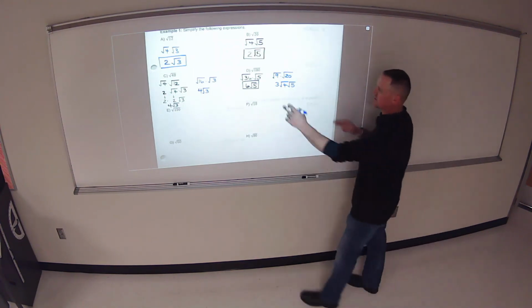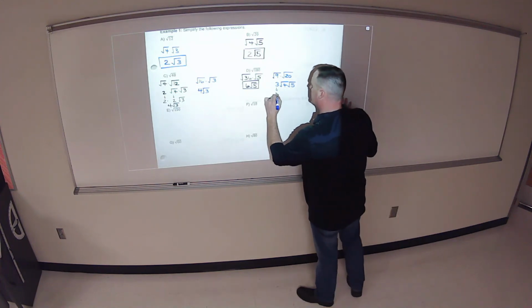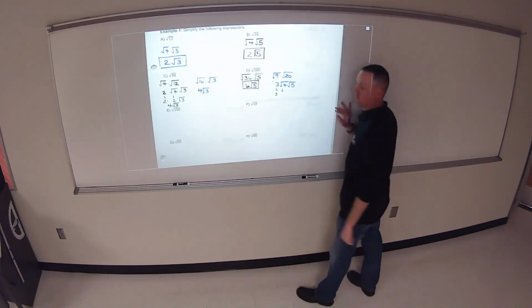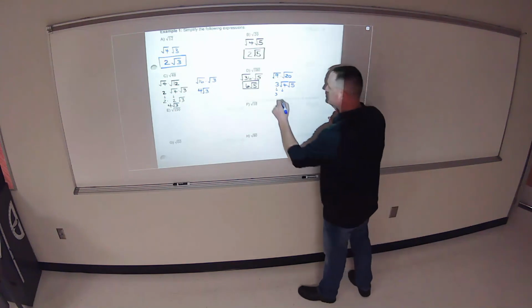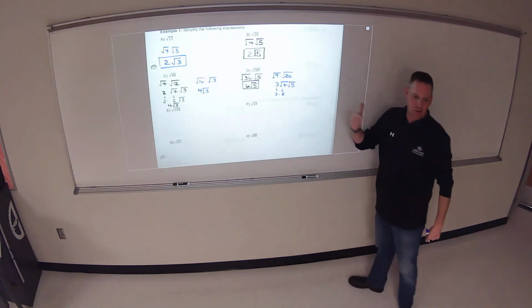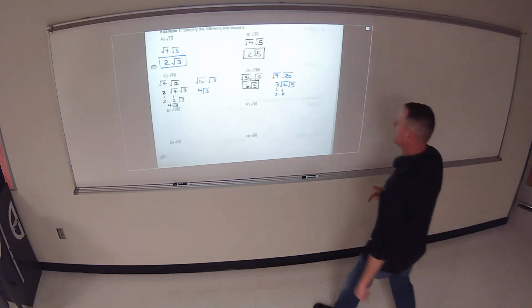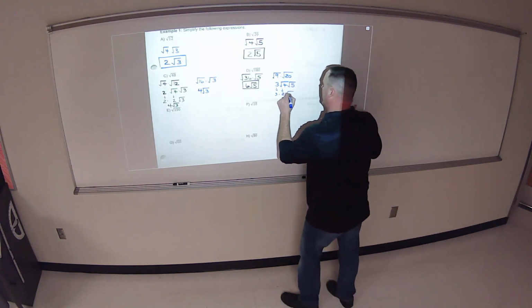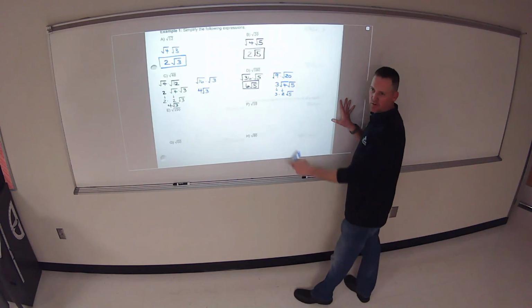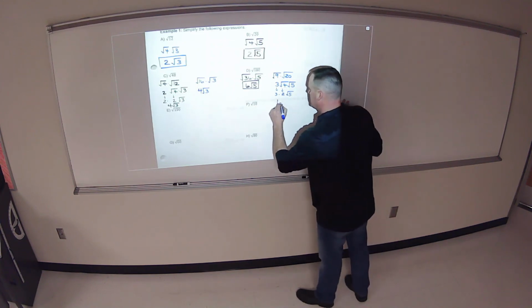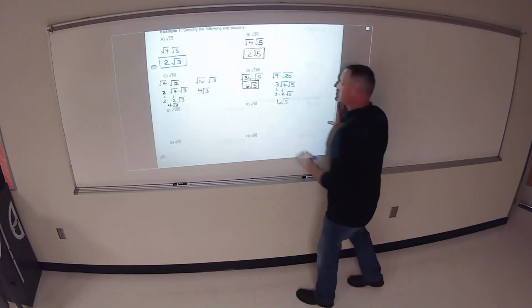So the 3 that's in front stays as a 3. The square root of 4 becomes 2. Okay, is 5 a perfect square? Does it contain any perfect square factors? No. So then that's going to need to stay as the square root of 5. And finally, then we take 3 times 2 to get 6 square roots of 5.